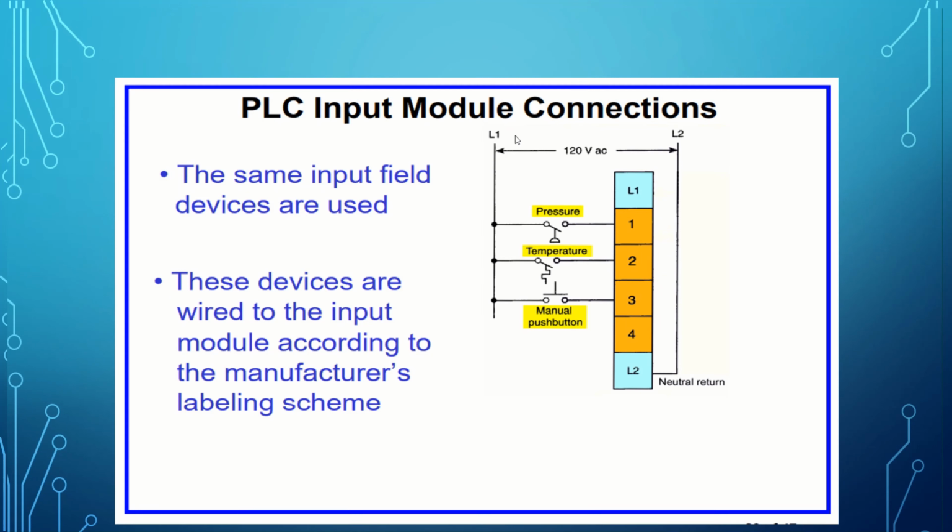The PLC input module connections are connected and shown here. This is the input module where the pressure and the temperature manual push button are wired. These devices are wired to the input module and connected to the processor of the CPU PLC.